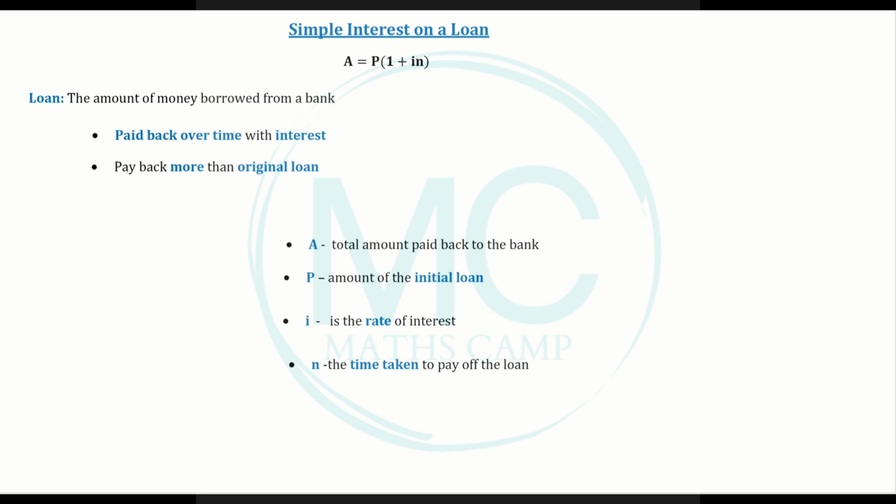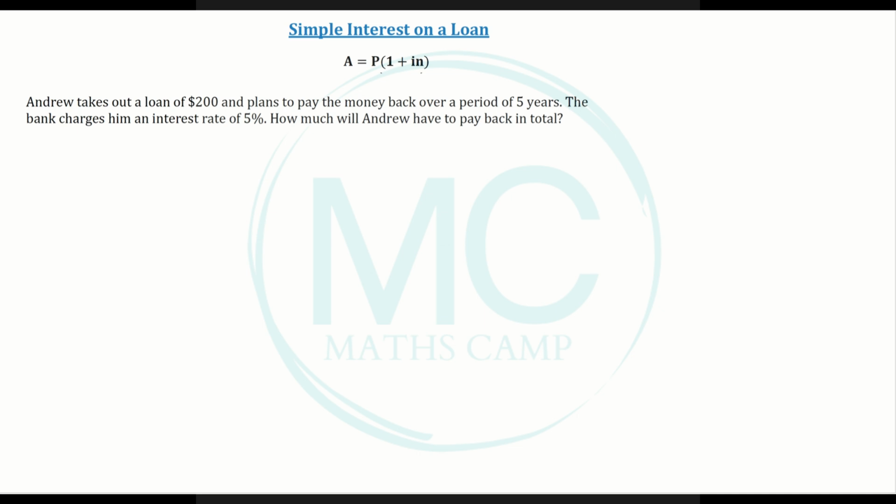Let's look at an example. Andrew takes a loan of $200 and plans to pay back the money over a period of 5 years. The bank charges him an interest rate of 5%. How much will Andrew have to pay back in total? We are looking at how much Andrew needs to repay the bank, so we need to solve for A. Let's find our P, I, and N values.